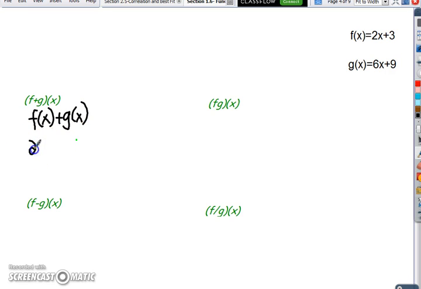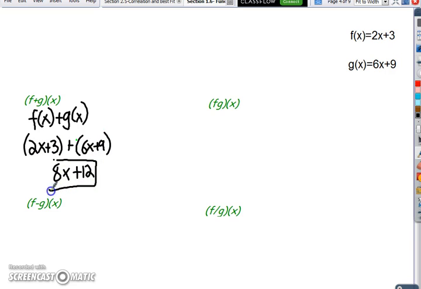F of x is just 2x plus 3. G of x is 6x plus 9. You just combine your like terms. 2x, 6x, make an 8x. 3 plus a 9, make it 12. And you leave it like that. Oh, happy days are here again.